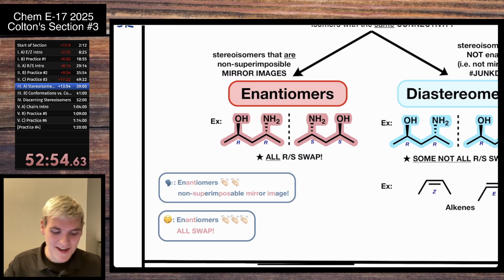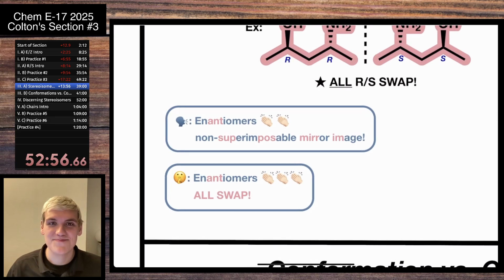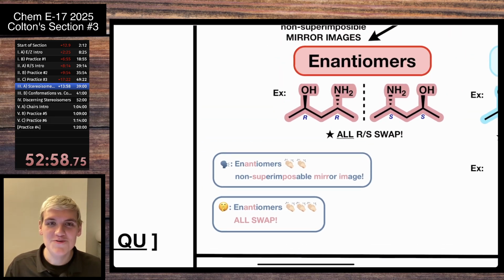I tried to emphasize it here with the text. 1, 2, ready, go. Enantiomers. Non-superimposable mirror image. Enantiomers. All swap.